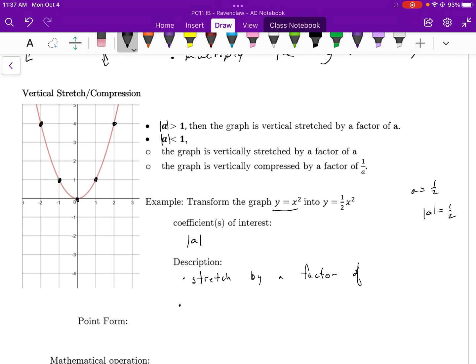I want to transform y is equal to x squared, which is the graph provided, into a brand new parabola, y is equal to 1/2 x squared. And since, what do we see here? Well, we see that the coefficient A is 1/2. So the absolute value of A is 1/2.